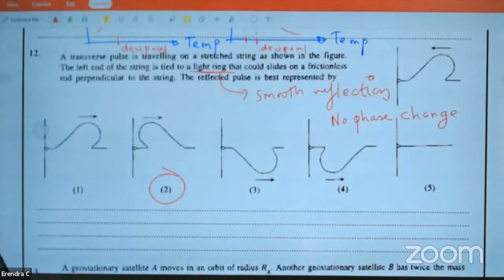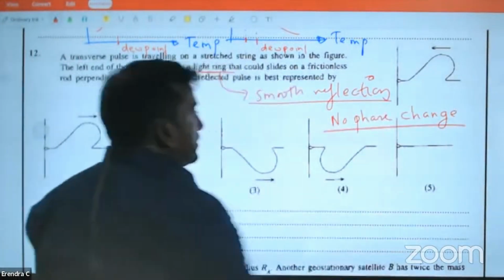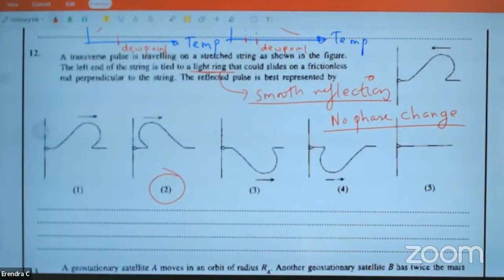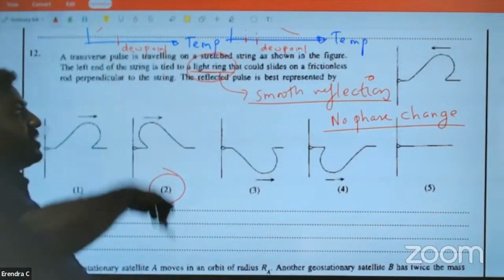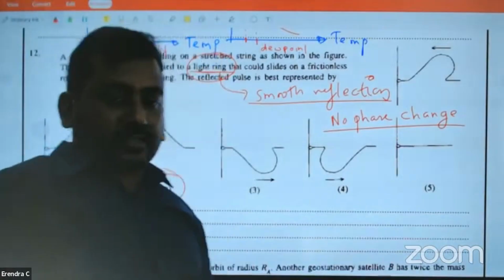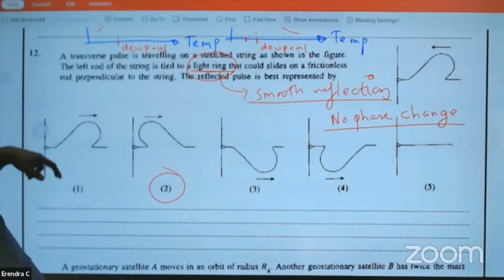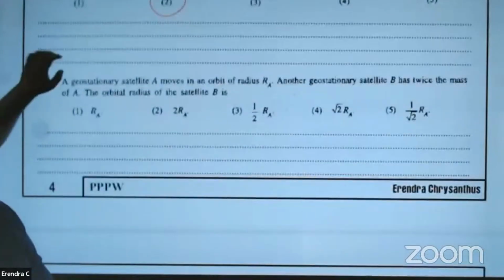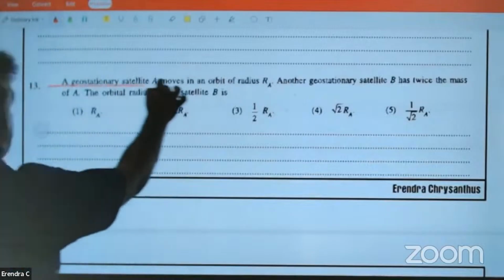The correct answer is answer number 2. Remember, smooth reflection, no phase change. Whenever there is a light ring, smooth reflection occurs, which means there is no phase change. Okay? Moving on. A geostationary satellite.